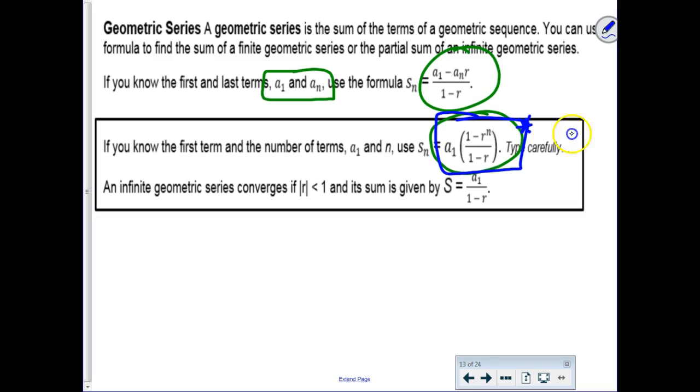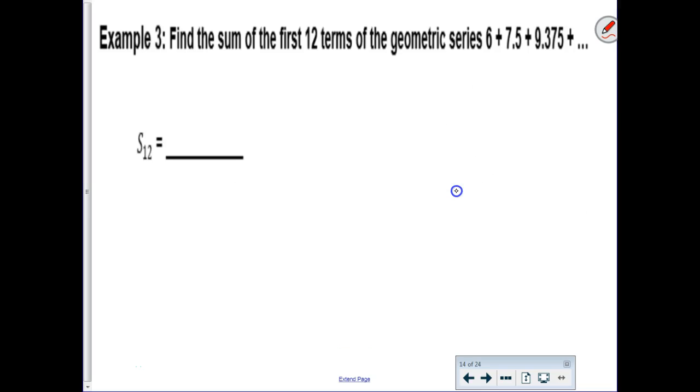So that's nice. But you can only use this term that I'm trying to highlight in blue if you know how to type well on your calculator. That's usually the issue kids run into, is they don't type this well on their calculator. And then this infinite one is sometimes allowed to be used, but only if it's going to converge. So your common ratio has to be less than 1. Let's see some examples, guys.